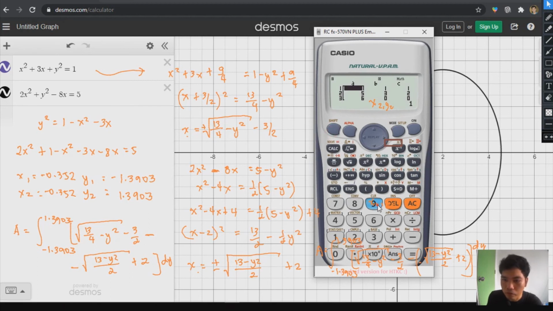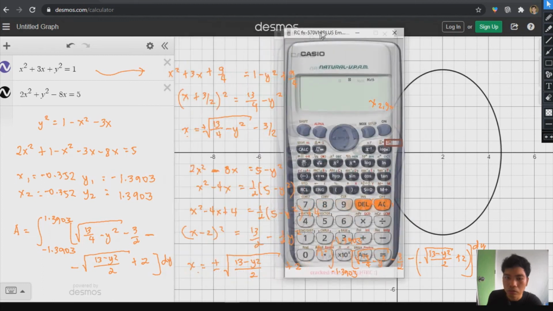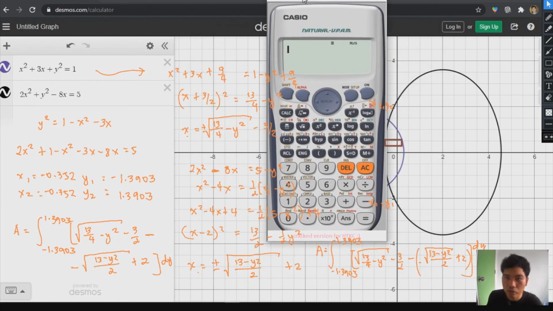Okay, so medyo okay, so type natin the integral, sana kasya, no?